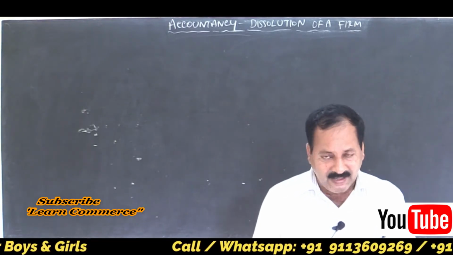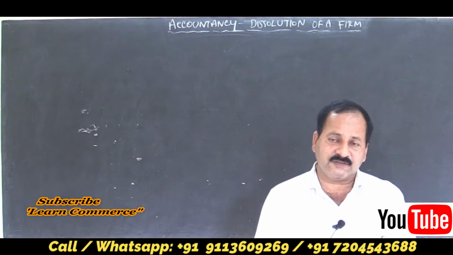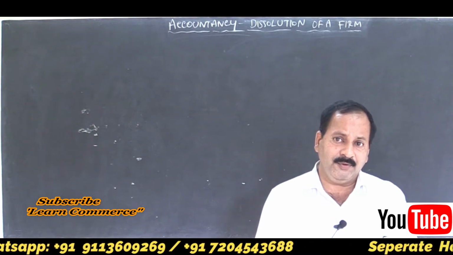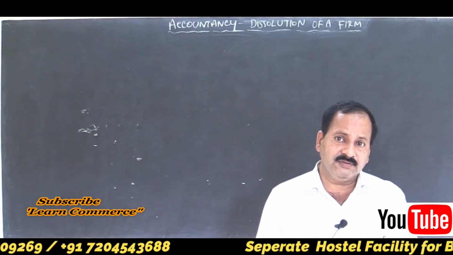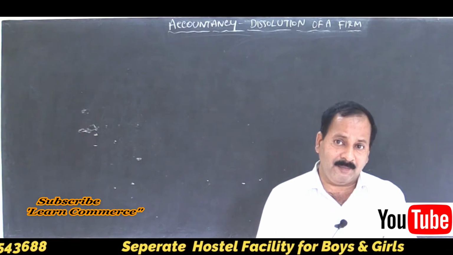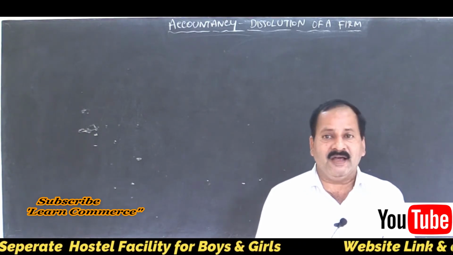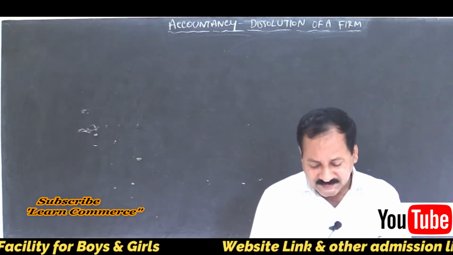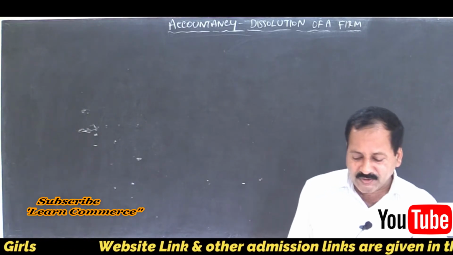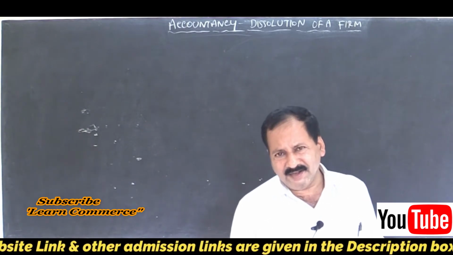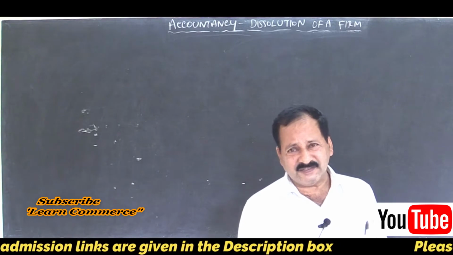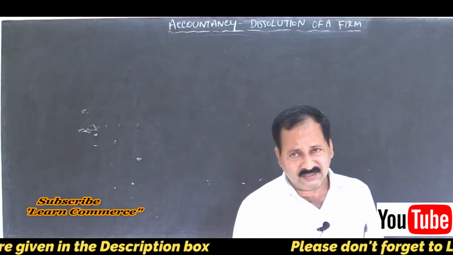Then capital balance is given. Of course, you have to enter it in the capital accounts as opening balance, by balance brought down. Joint life policy fund, already we have come across. It is a specific fund. Transfer it to realization account.